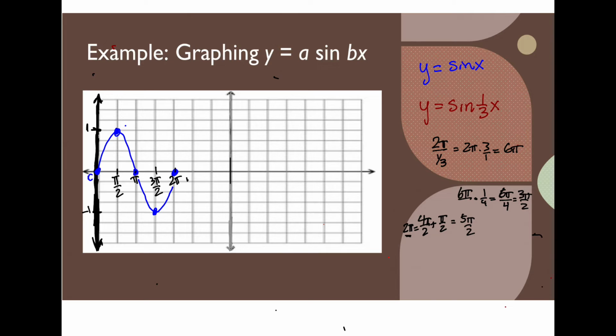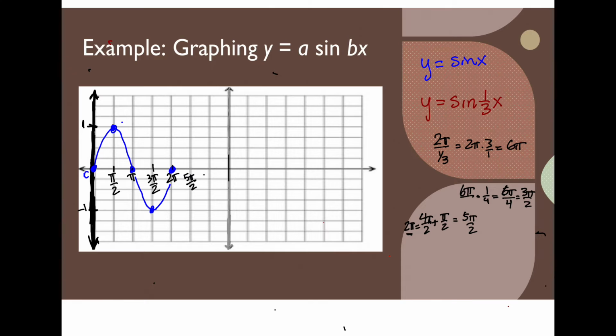So 5 pi over 2 is my next thing here, which doesn't reduce. But if I add another pi over 2, that gives me 6 pi over 2, which is 3 pi. If I added another pi over 2, it would be 7 pi over 2. Added another pi over 2, that would give me 8 pi over 2, or 4 pi. But 8 pi over 2 plus another pi over 2 would be 9 pi over 2. Plus another pi over 2 would give me 10 pi over 2, or 5 pi. And then 11 pi over 2.